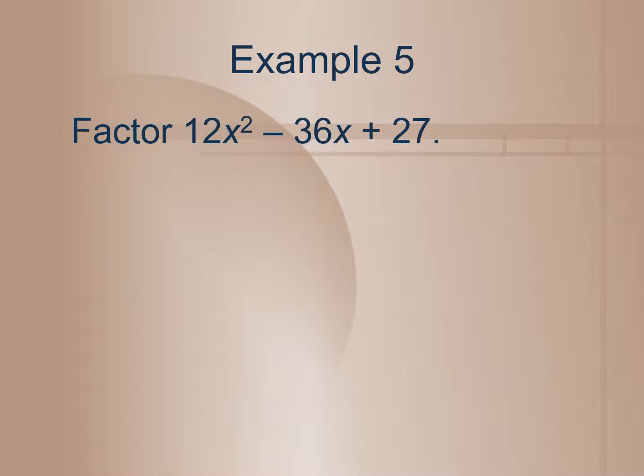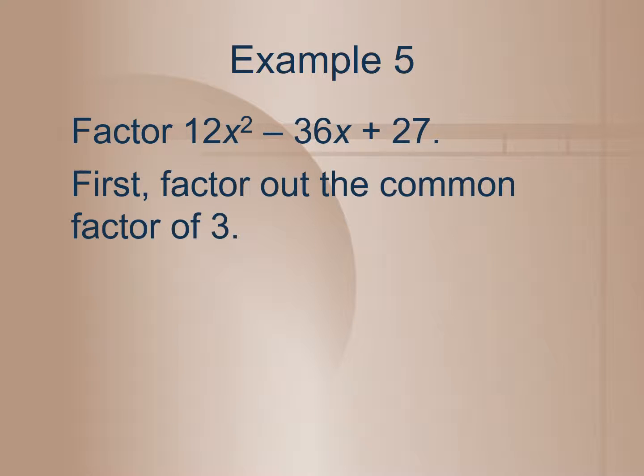All right, let's look at this example. 12x squared minus 36x plus 27. So the first thing I want to do is factor out that common 3. We have a factor of 3 that we can factor out. And when I factor out that 3, I'm left with 4x squared minus 12x plus 9.